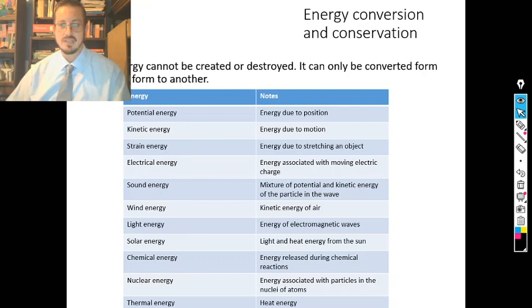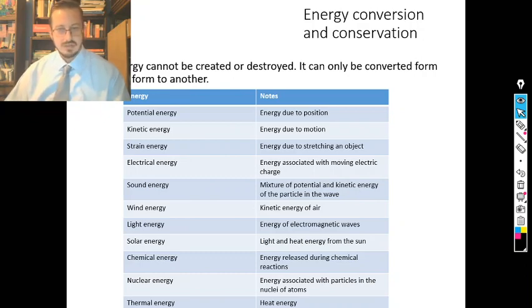Light energy, energy of electromagnetic waves. Solar energy is a mixture of light and heat energy from the sun. You also have the nuclear energy that powers the sun, so there's an energy conversion there. Let's see, our sun has a power of about 4 by 10 to the 26 watts, I believe.